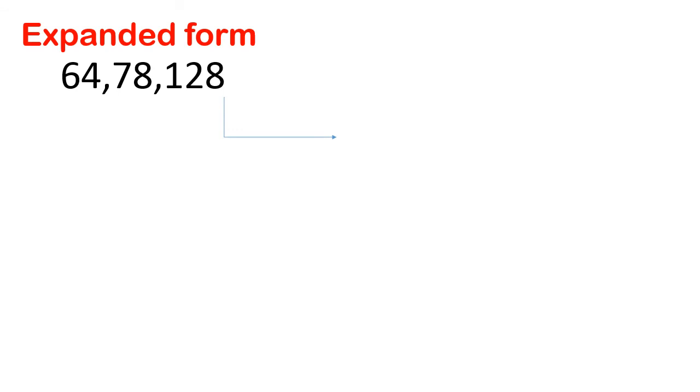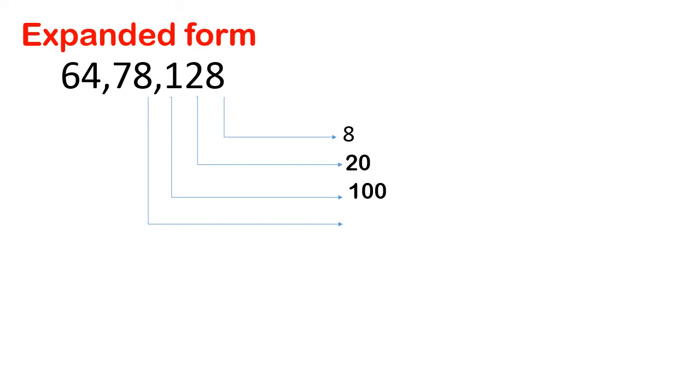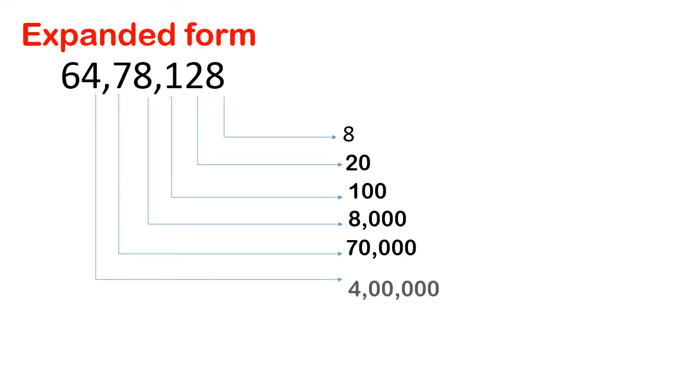So now we are going to write the expanded form of the given number in another way. So first we have to write the place value directly. What is the place value of 8 here? Ones. So 8. What is the place value of 2 here? Tens. So 20. What is the place value of 1? 100. So 100. Then place value of 8 is 1000. So 8000. Place value of 7 is 10,000. So 70,000. Place value of 4 is lakhs. So 4 lakhs.